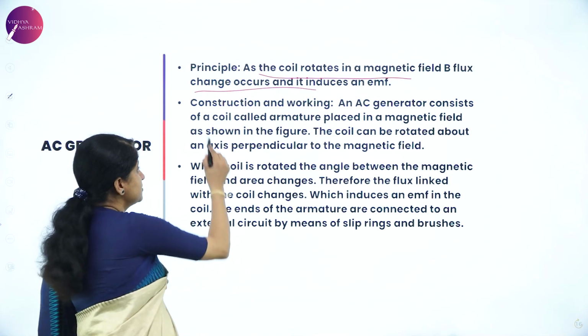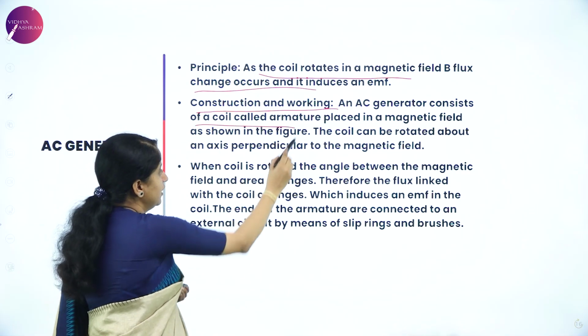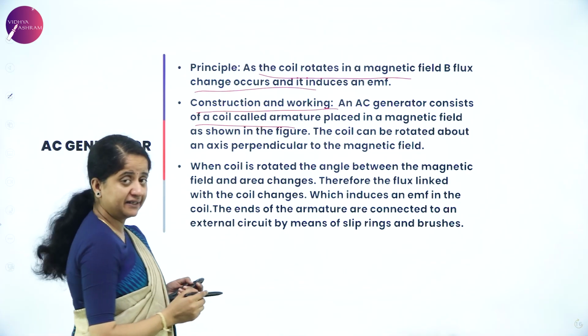Let us know about the construction and working of the AC generator. It consists of a coil called the armature, which is placed in a magnetic field B.